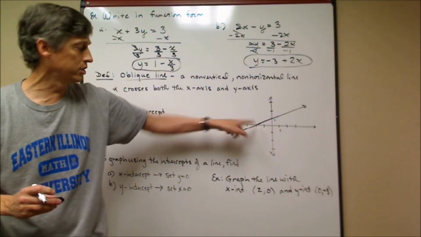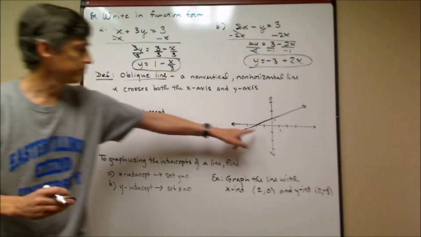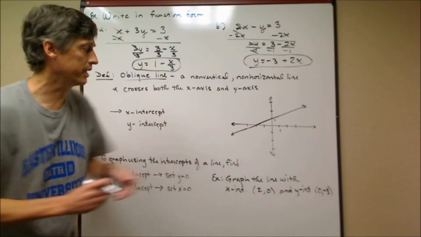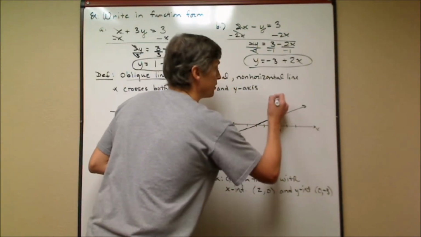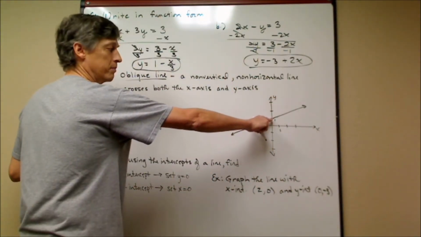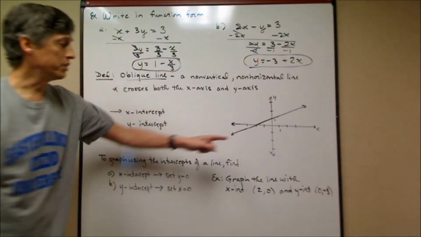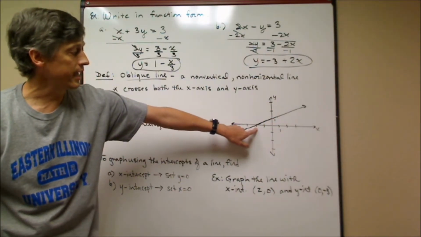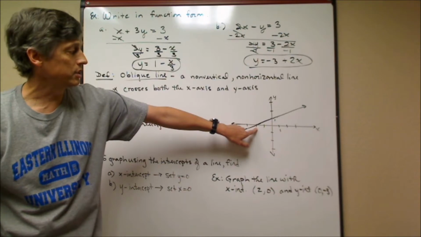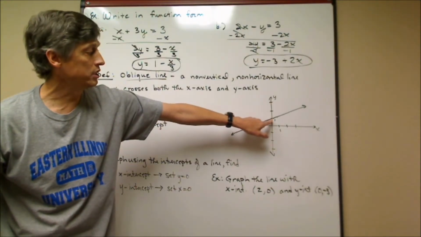Remember, I called these intercepts. The x-intercept is where it crosses the x-axis. This is your x-axis, remember? This is your y-axis. The y-intercept is where it crosses my y-axis. Do you see where my x-axis? Right here. That's at negative 2, 0. That's my x-intercept. And my y-axis, that's at the point 0, 1.